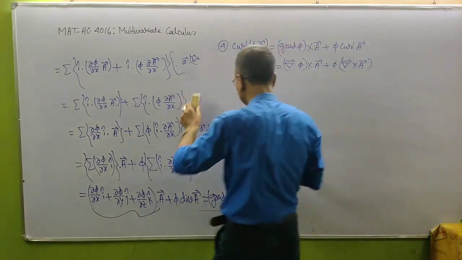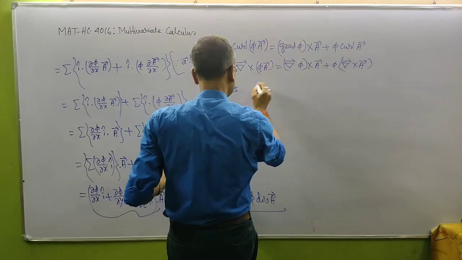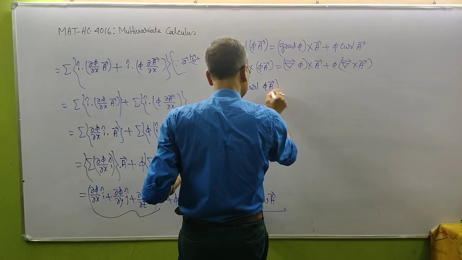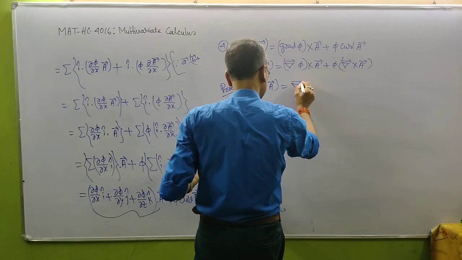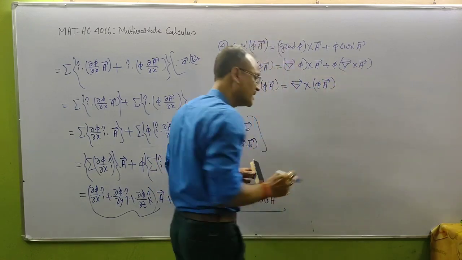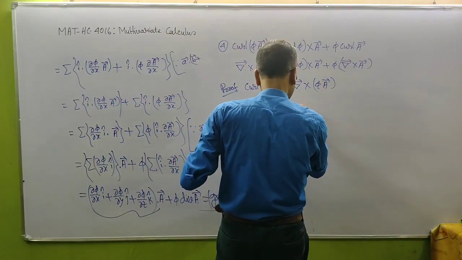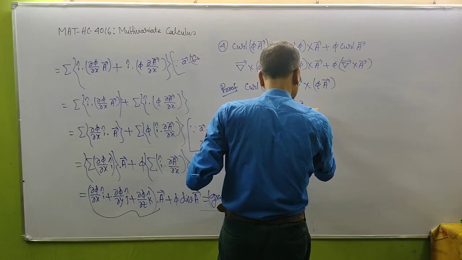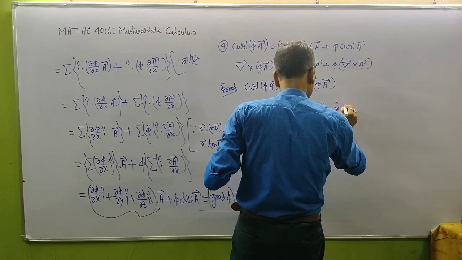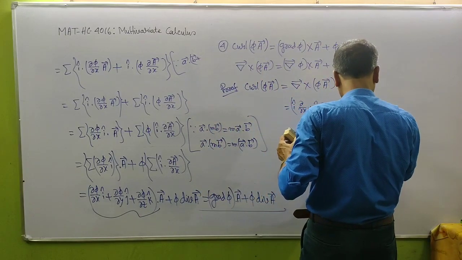Now, let me prove this one. Proof. Curl of phi A vector. You may write it like this: i cap del/del x plus j cap del/del y plus k cap del/del z, cross phi A vector.